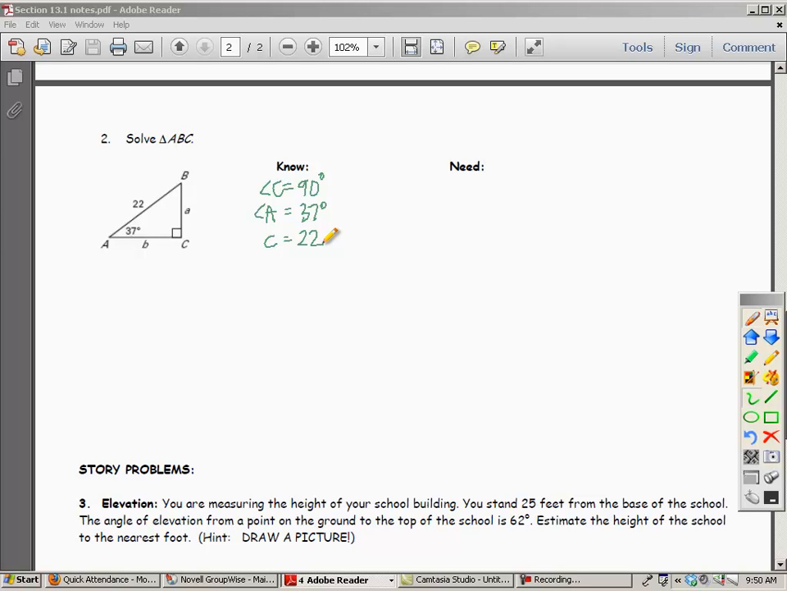Okay, so what do I need? Well, let's start off. I have 2 angles. Let's find the third angle. In order to find angle B, I know that angle B is 180 minus the 90 minus the 37. Therefore, angle B is 53 degrees.